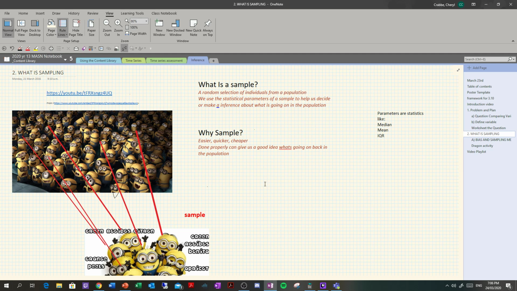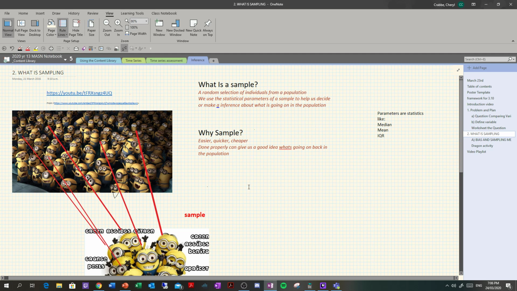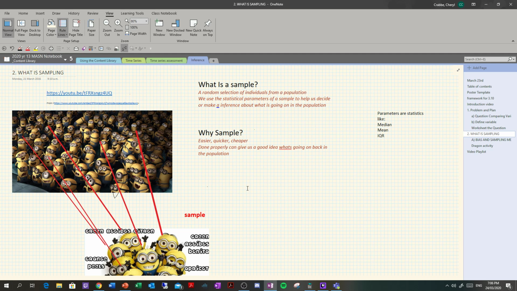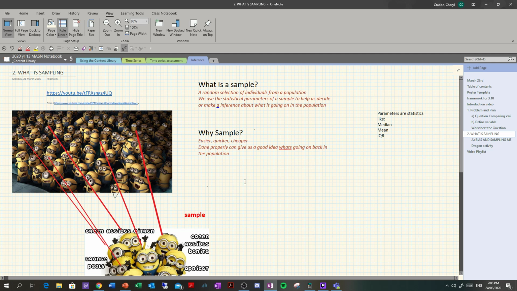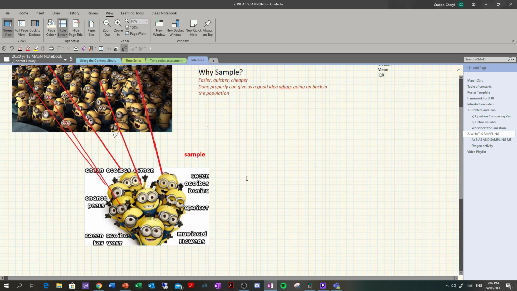Why do we sample? It's because it's easier, quicker, and cheaper than looking at a whole population. We do a census in New Zealand, and every country basically does a census of the entire population. Well, that's a very expensive, time-consuming endeavor. It's much, much easier and much quicker to do a sample. And done properly, that sample can give us a good idea about what's going on back in the population.